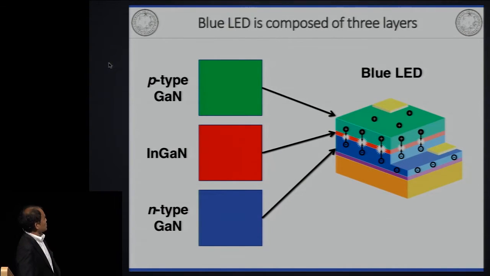So basically, the blue LED has three layers: P-type gallium nitride, the emitting layer, indium gallium nitride, and N-type gallium nitride. So the problem is, I tell you, in '89 there was no P-type gallium nitride and no indium gallium nitride. So this is the key. So we have to develop this to receive the Nobel Prize.